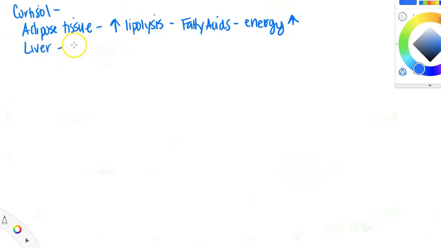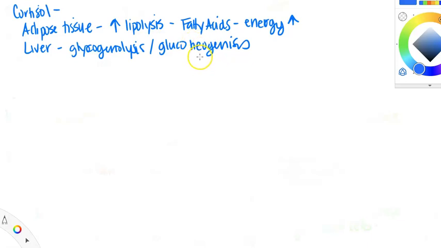And in the liver, it will stimulate glycogenolysis, so the breakdown of glycogen, and also gluconeogenesis. So making glucose and breaking down glucose stores in glycogen. So basically it increases blood sugar, again, increasing energy.